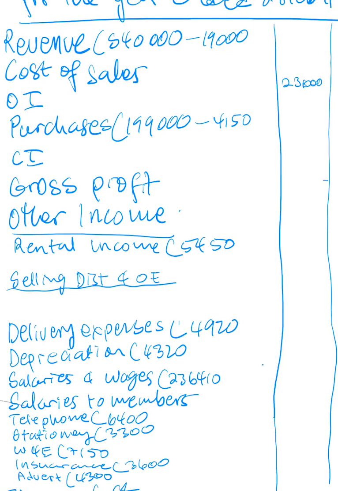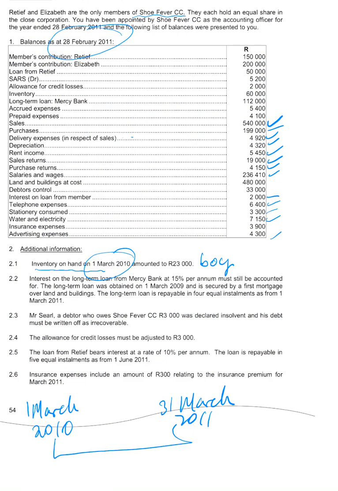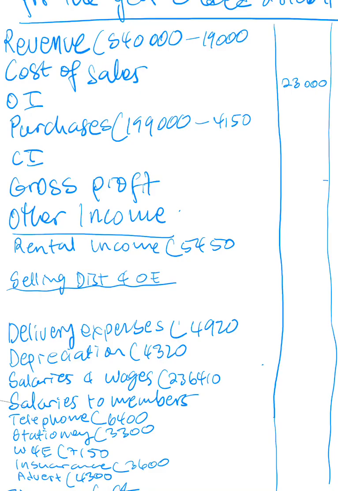Then it's inventory at the beginning. Please take note, good people. That's why I'm putting it under opening inventory. Then we obviously have closing inventory. Where is the inventory? Here, 60,000. So remember, it's opening inventory plus purchases less closing inventory. That will give us the cost of sales.